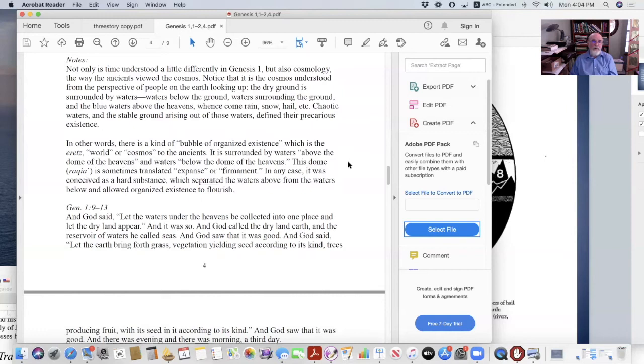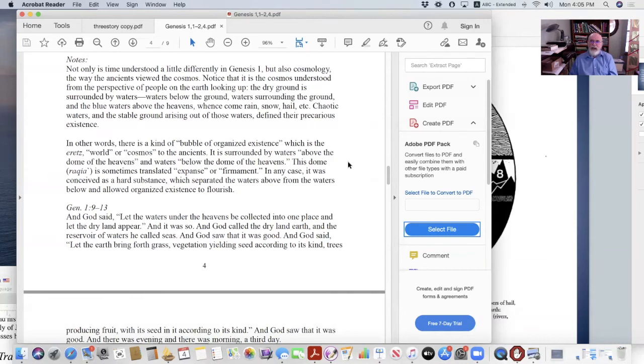The chaos waters and the stable ground arising out of these waters defined their precarious existence. And so they appeal throughout Scripture for God to be a stable and firm refuge when the chaos thunders around them. Psalm 22 and Psalm 69 are wonderful examples of appeal to the God of order and stability for times when the waters seem to overwhelm. Also, Jonah chapter 2, Habakkuk, and many other passages that are similar.